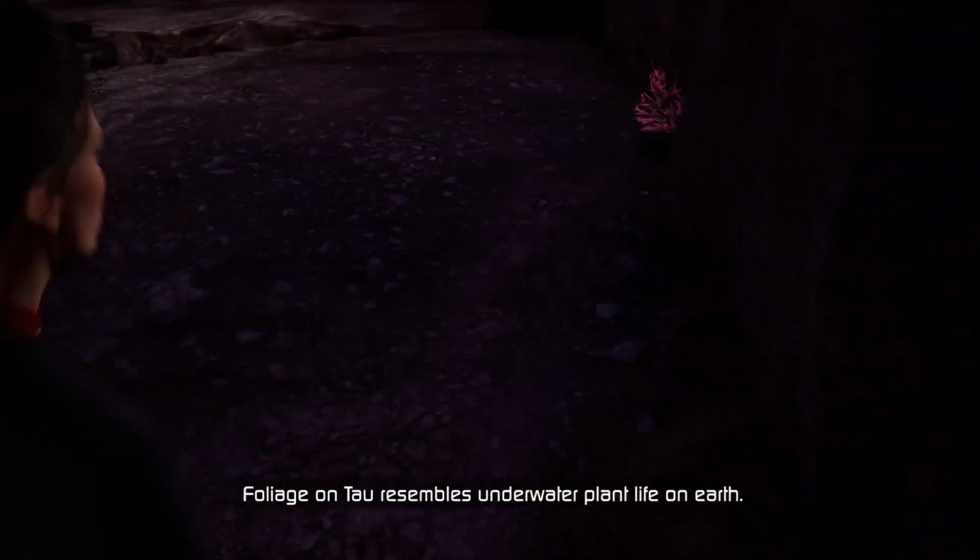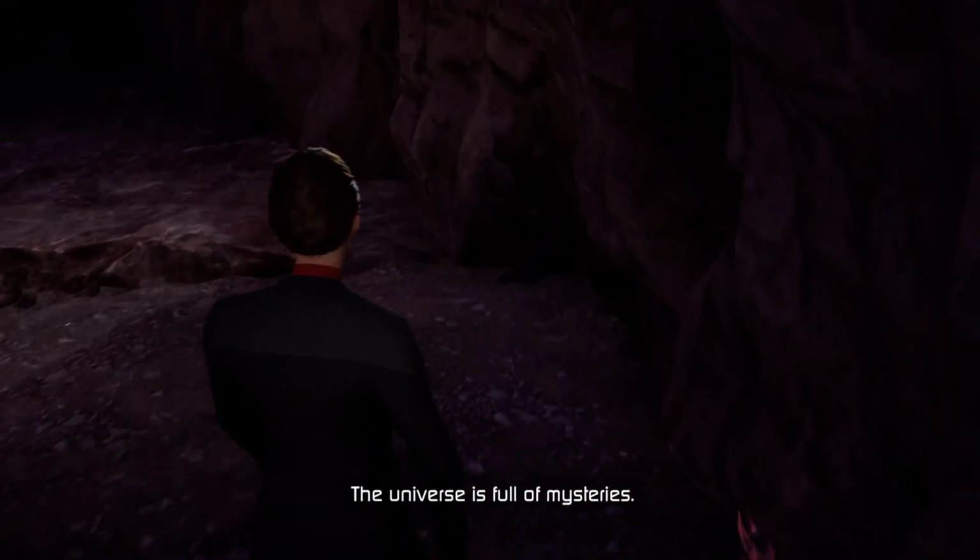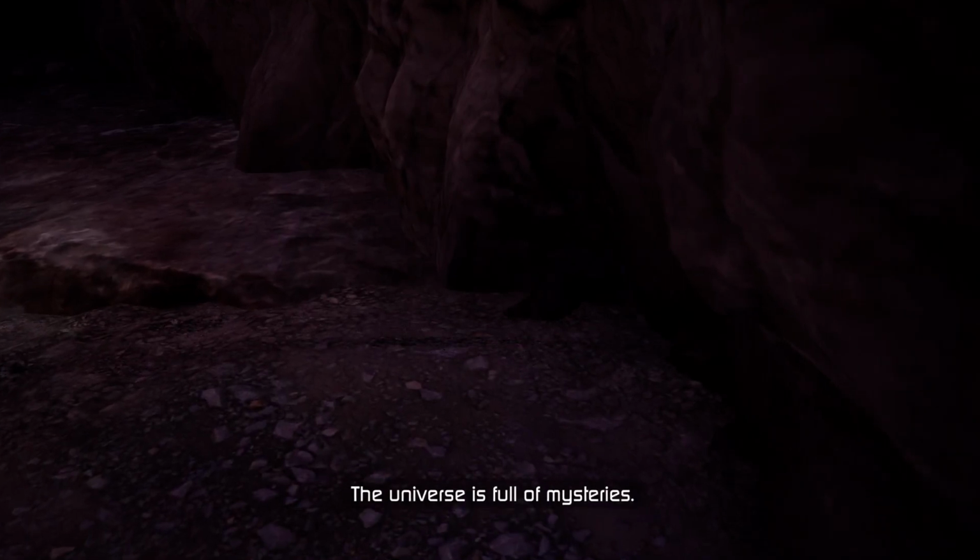Foliage on Tau resembles underwater plant life on Earth. The universe is full of mysteries.